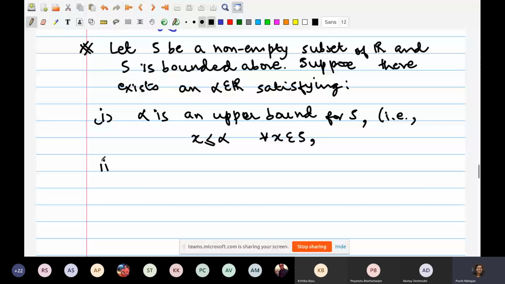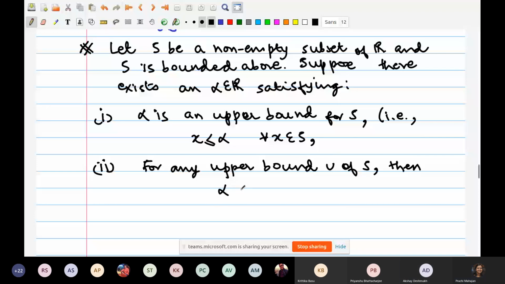And the second thing, we talked about this: if alpha is an upper bound of S, there are many upper bounds for S. The second thing I demand is that for any other upper bound U of S, U satisfies this. So what is this? I am saying that given a non-empty subset which is bounded above, suppose that I can find a real number alpha such that one, alpha is an upper bound, and if there is any other upper bound U for this set S, then alpha is less than or equal to U.